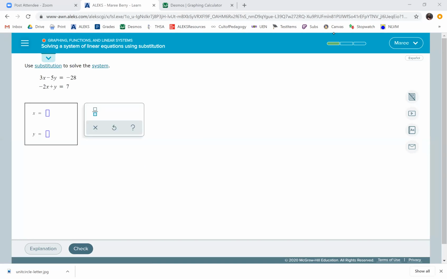Now look at this. They don't have either one solved for, so we're going to pick one to solve for. I like to pick the one that has 1 for a coefficient. So negative 2x plus y equals 7. I think it's going to be easier to solve for y because we have a positive 1 right there. So I'm going to add 2x to 7. Now these are not like terms. So y equals 7 plus 2x.